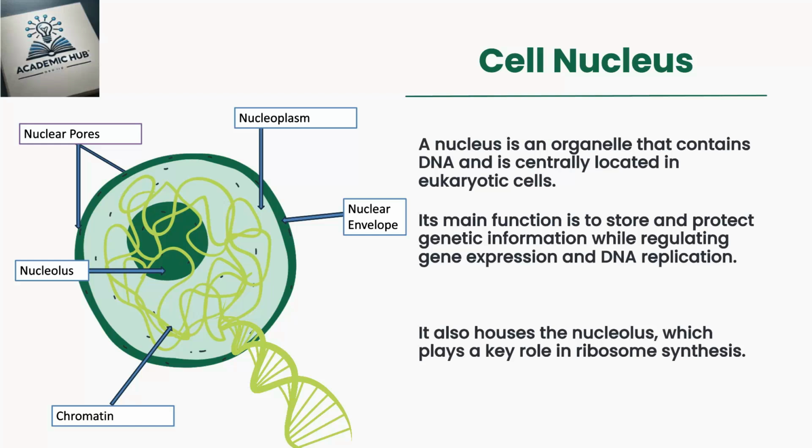For example, in high activity growing cells, cells that produce large amounts of proteins like pancreatic cells, which make digestive enzymes, have large nucleoli because they need more ribosomes for protein production.